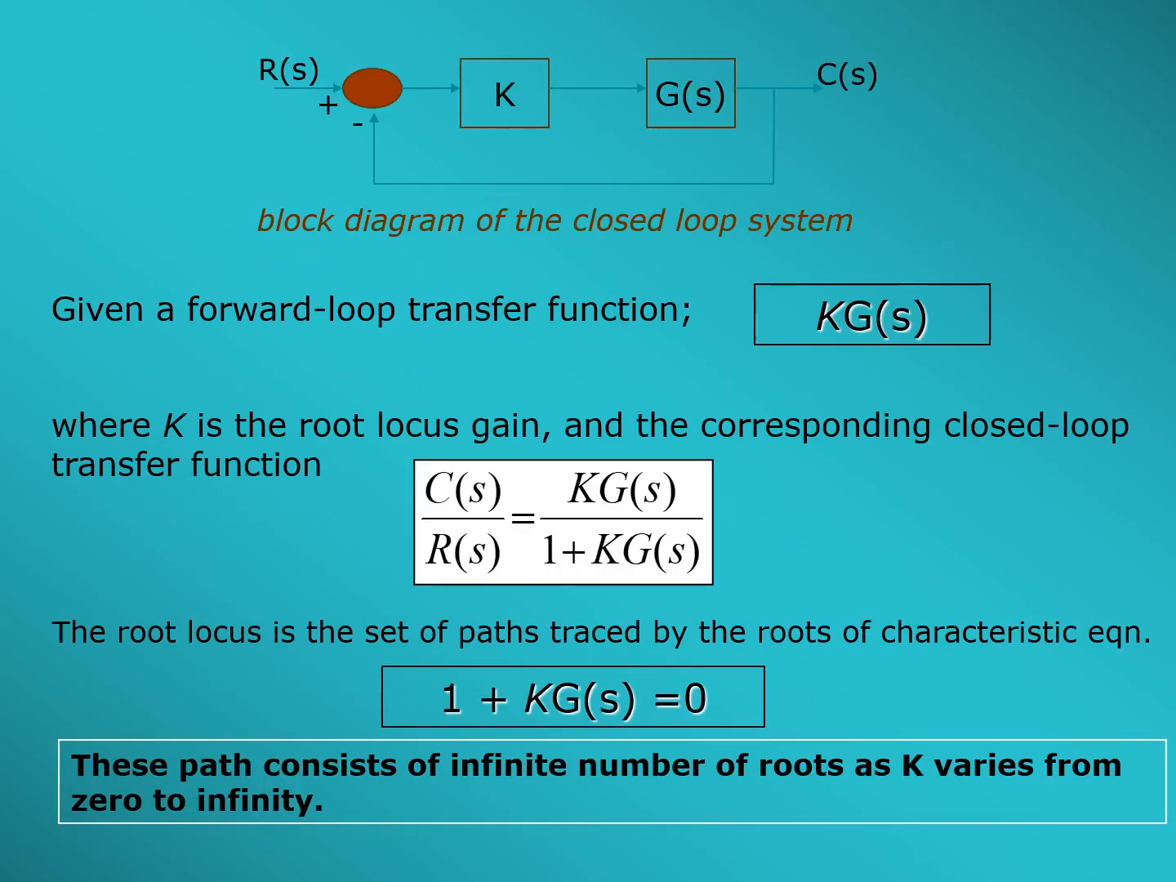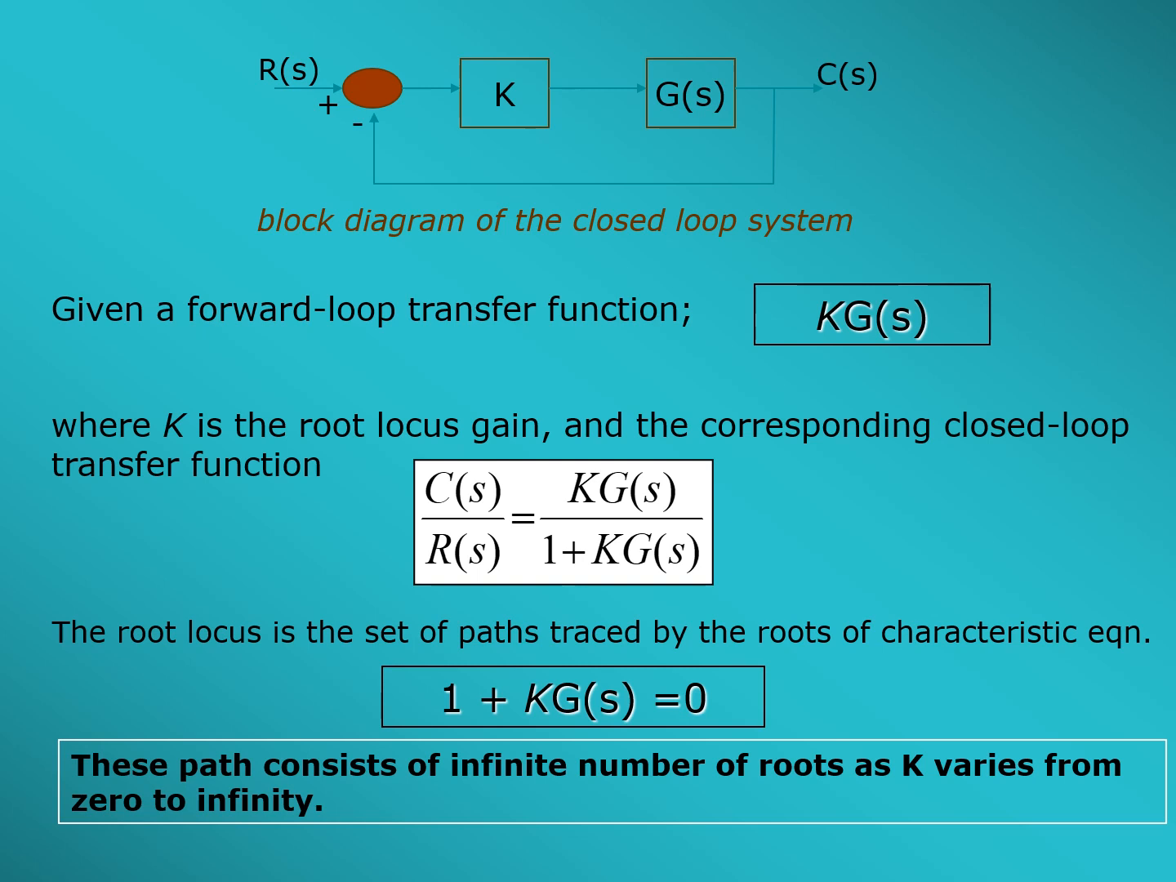Okay, this figure shows the block diagram of the closed-loop system given a forward-loop transfer function KG(s), where K is the root locus gain, and the corresponding closed-loop transfer function is C(s)/R(s) equals KG(s) over 1 plus KG(s). The root locus is basically the set of paths traced by the roots of the characteristic equation 1 plus KG(s) equals 0. So in this topic, we focus on the characteristic equation 1 plus KG(s) equals 0. This path consists of an infinite number of roots as K varies from 0 to infinity.